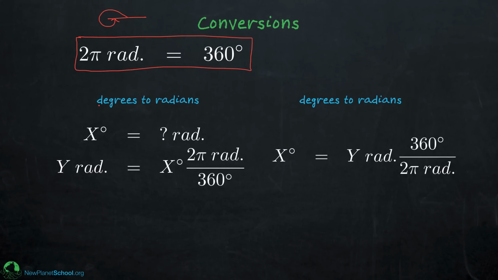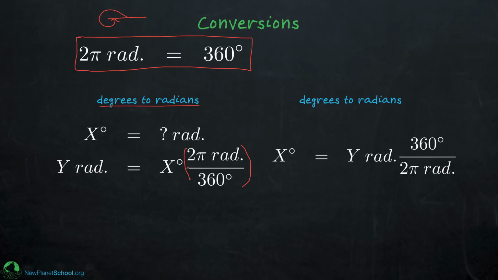So let's do first degrees to radians. So I have a problem. I have some number x degrees, and I want to know how many radians that is. So what you do is you simply write, well, I want to know how many radians. I'll call it y. So y radians is x degrees, and then I'm going to multiply that by something that's equal to 1 because I don't want to change it. And I know that 2 pi radians equals 360 degrees, so this is 1. So I can multiply by that, and then I get radians.